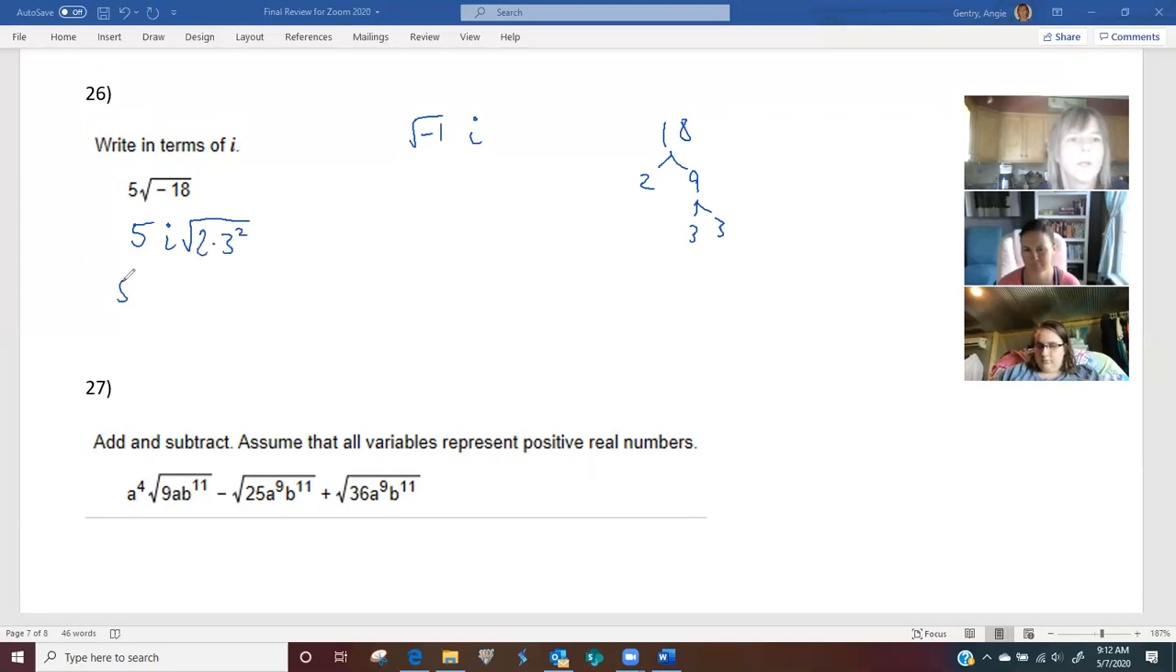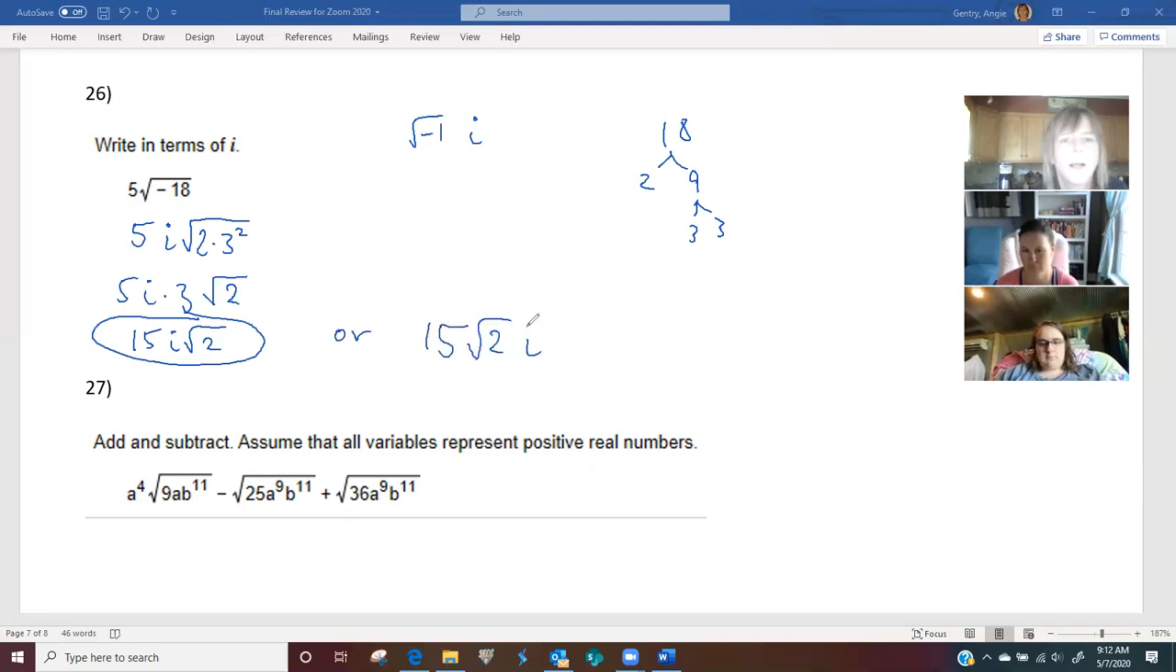The 3 comes out. And then people struggle. Do I multiply that? What do I do? And I'm like, yes, 5 times 3 is 15. And the computer will let you do 15 square root of 2i. But folks, I've seen some sloppy work on discussions and stuff. That i needs to clearly not be under that radical. So that's why I like to put it in front of the radical. Then I don't have an issue if I'm being sloppy.